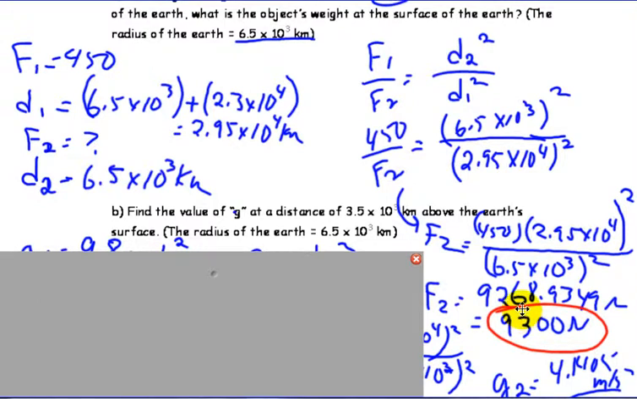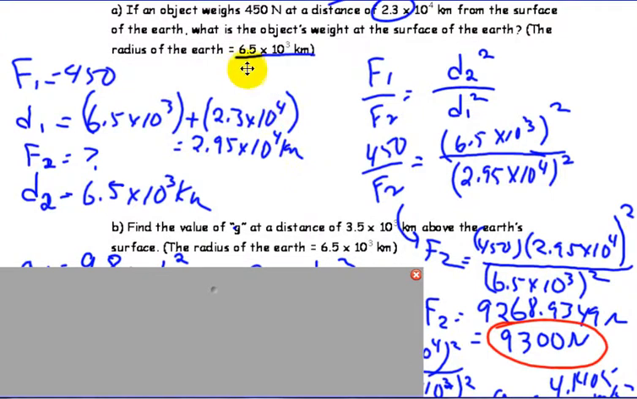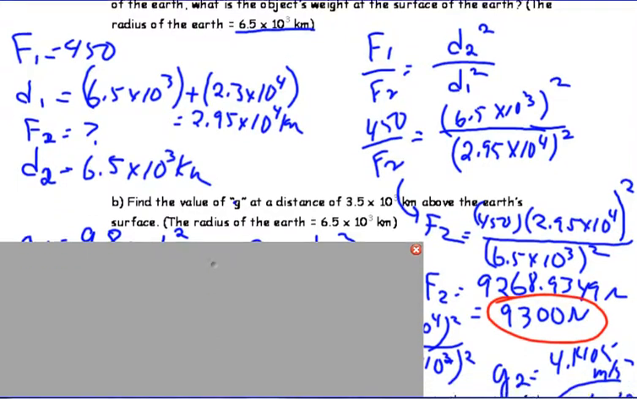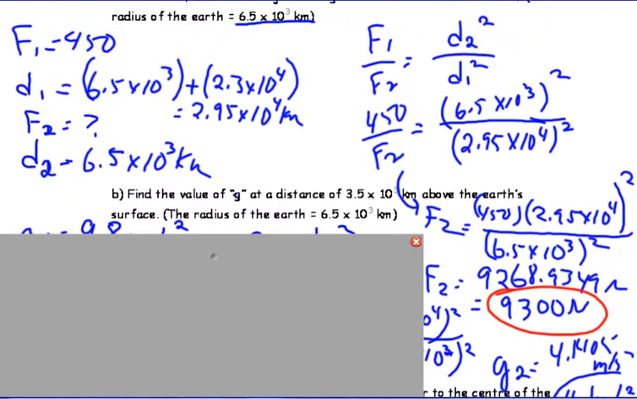And I get 9,268.9349, which to 2 sig figs here, because everything's in 2 sig figs, is 9,300 newtons. Okay. Next question, very similar.